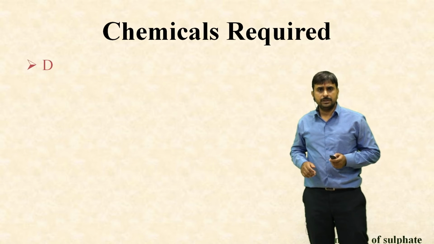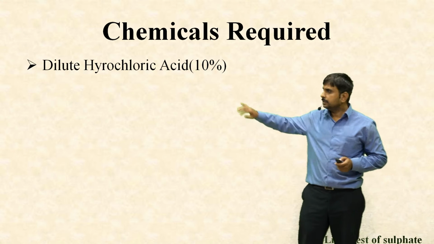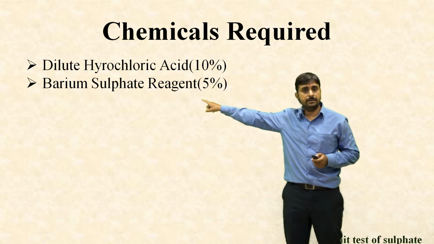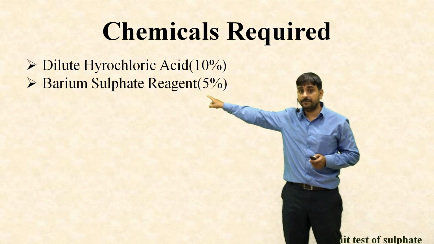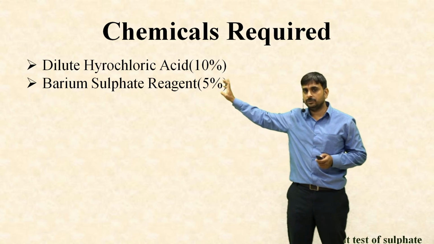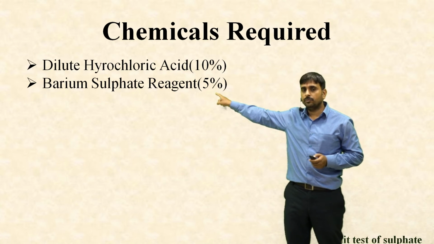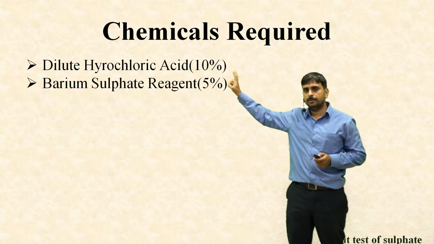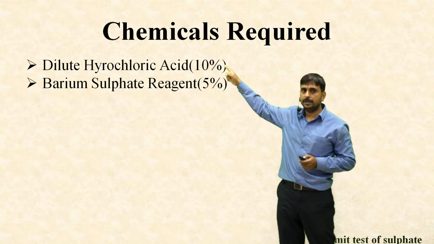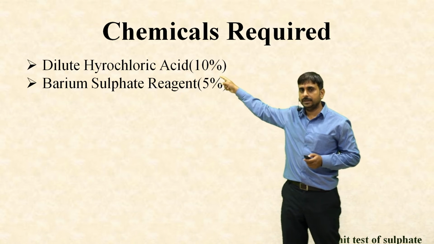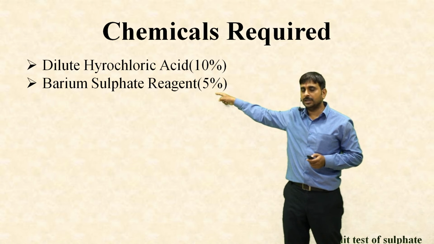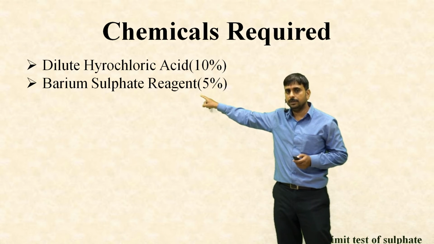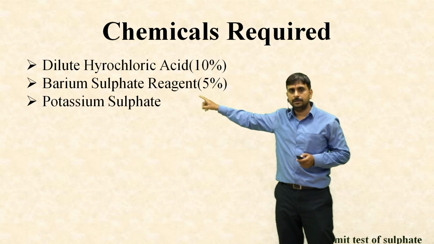The chemical reagents that we require are hydrochloric acid and barium sulfate reagent. I repeat, it is barium sulfate reagent, not barium sulfate solution. I will come to how we are preparing it. It is 5%. So, we have two basic solutions that we have to prepare: dilute hydrochloric acid 10% and 5% barium sulfate reagent. Now, how are we preparing this one? This is the main chemical, and then potassium sulfate.